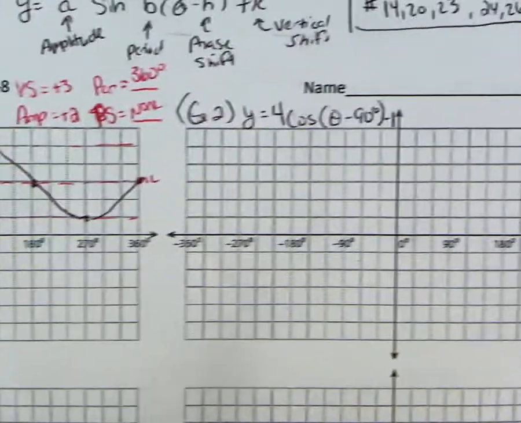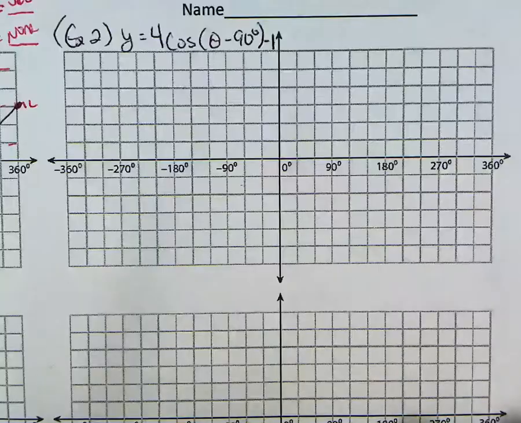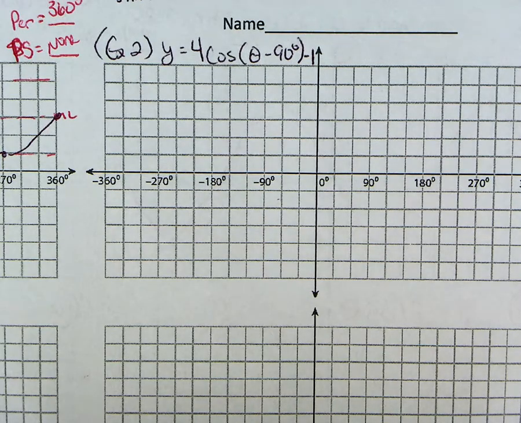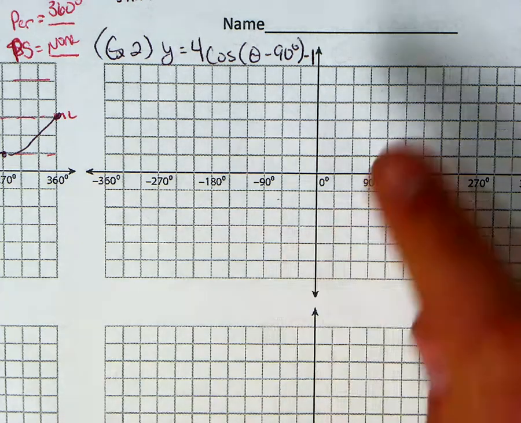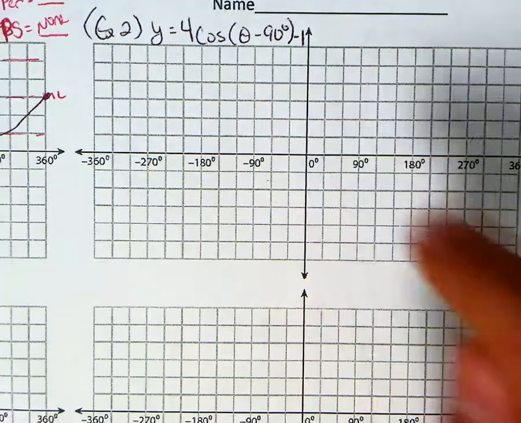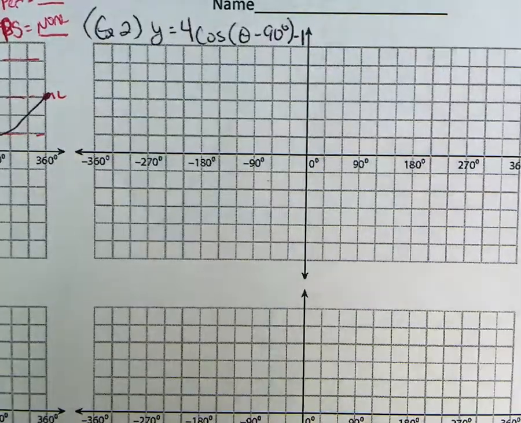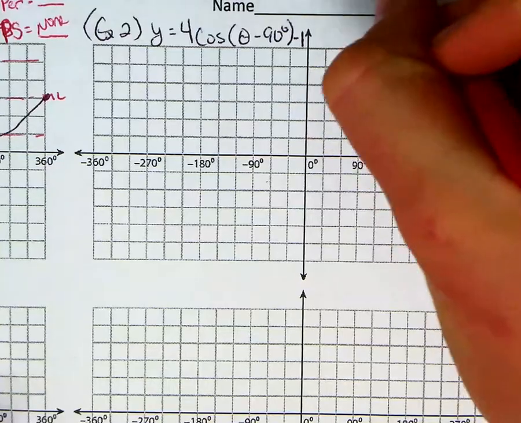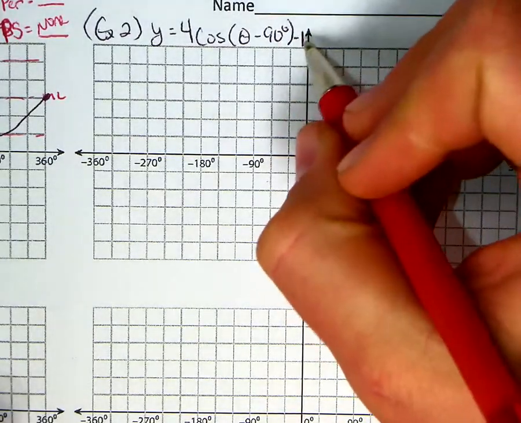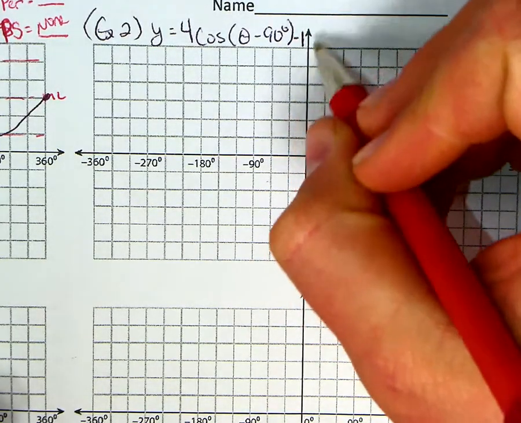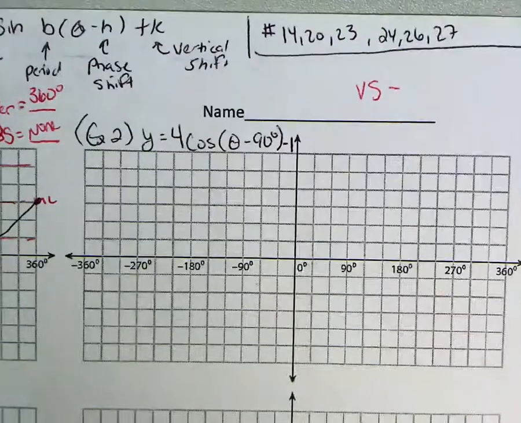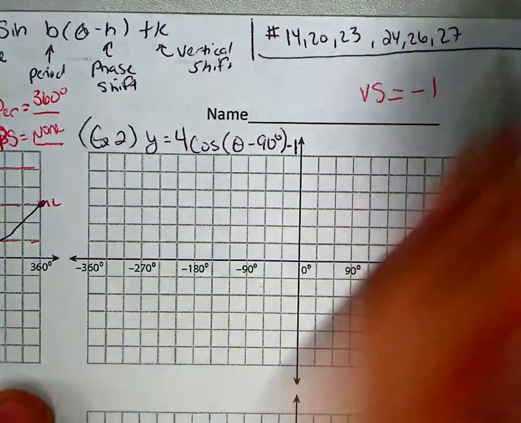Second example then, a little bit more difficult. We have y equals 4 cosine, and then we have theta minus 90 degrees, minus 1. That's a negative 1 right here. All right? So we have a lot more going on this time. Again, same steps from the beginning. What is my vertical shift? Well, it's minus 1. That's right here. This is that plus k. It's negative. So my vertical shift is negative 1.